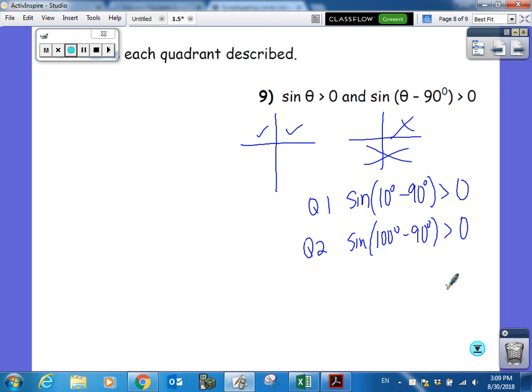100 minus 90. So that's the sine of 10 degrees. Is the sine of 10 degrees positive? Yes, because that's in quadrant 1. So that one works. So this answer would be quadrant 2.